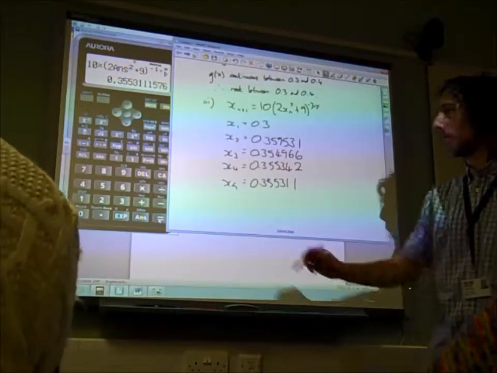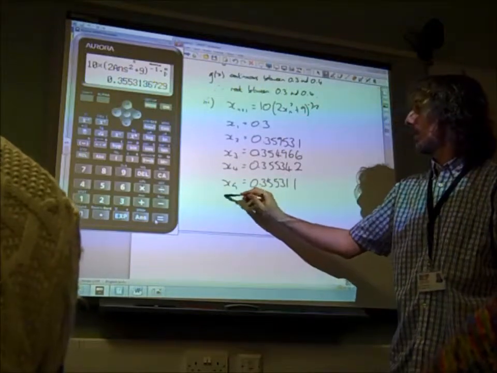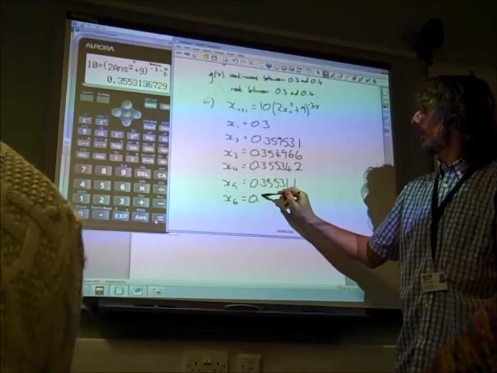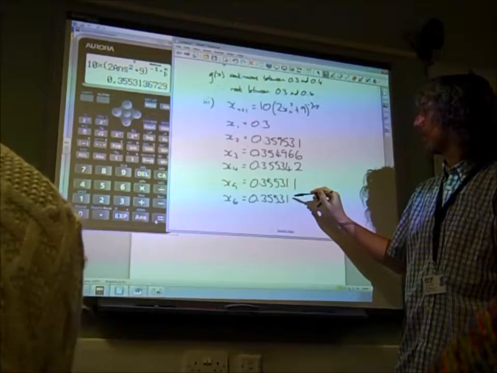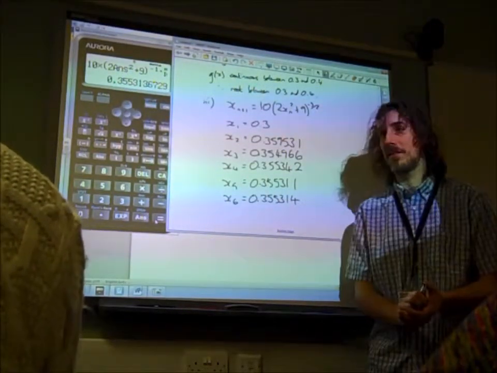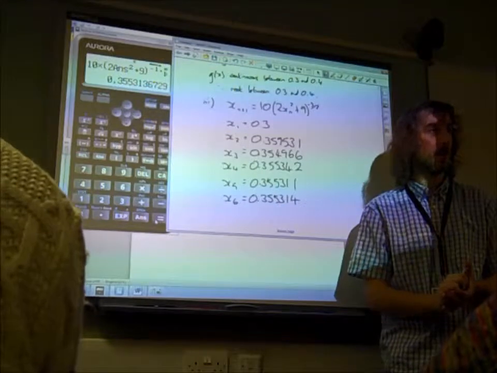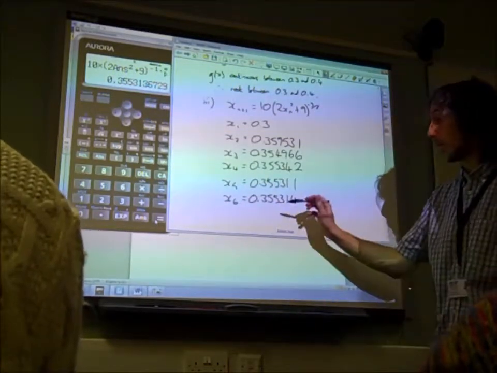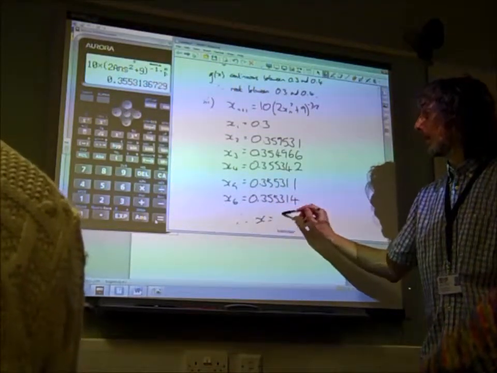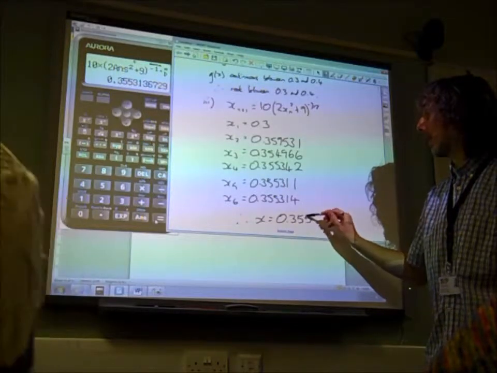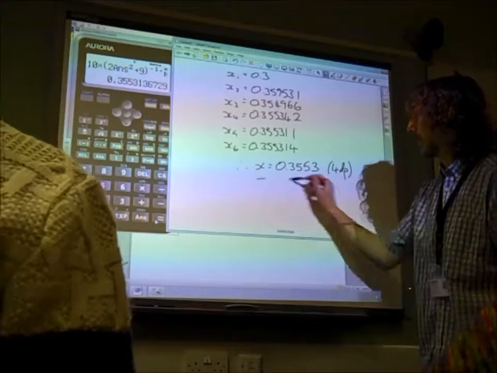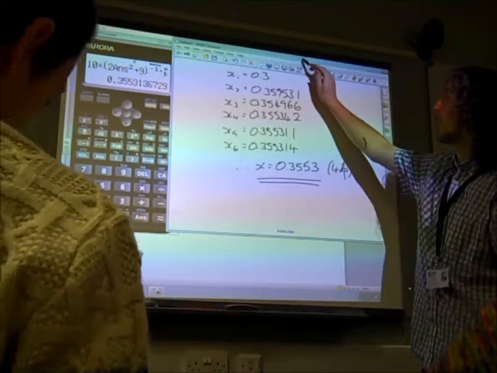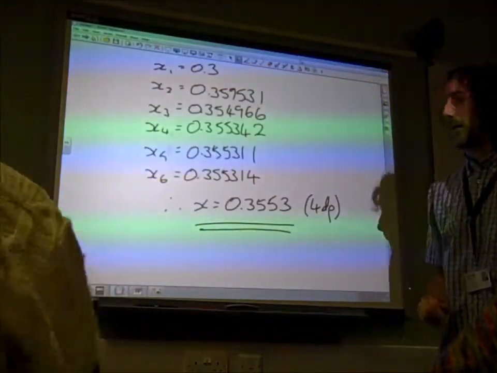We will do one more. Just to be absolutely certain, 0.35531. We've now had consecutive iterations that have been the same to 5 decimal places, so we're pretty much certain x equals 0.3553. Correct to 4 decimal places. There we go. And that's it done.